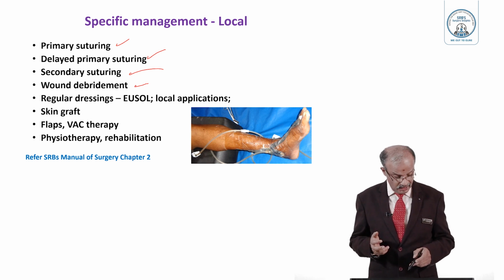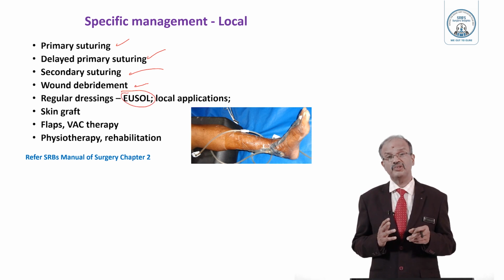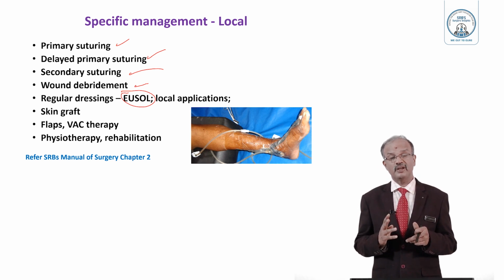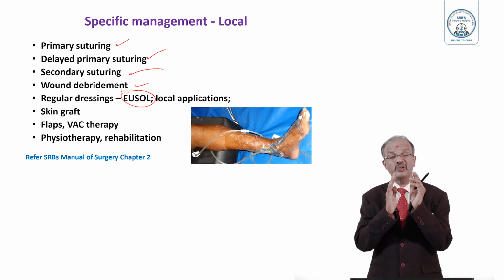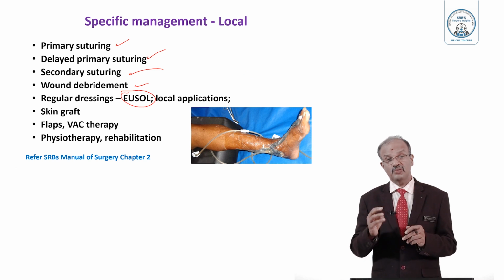Maggot therapy. Regular dressing, Usol. Usol is the full form; you have to remember Edinburgh University solution of lime. It contains calcium hydroxide, bleaching powder, and boric acid. It is colorless but comes in a blue-tinged bottle. So you can use Usol to remove the slough.